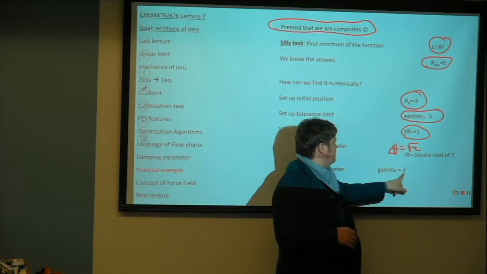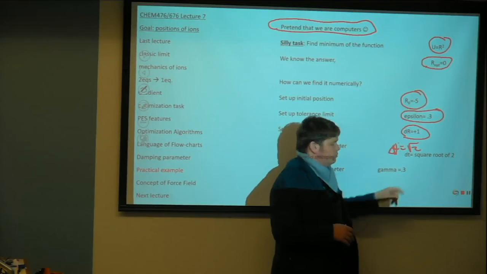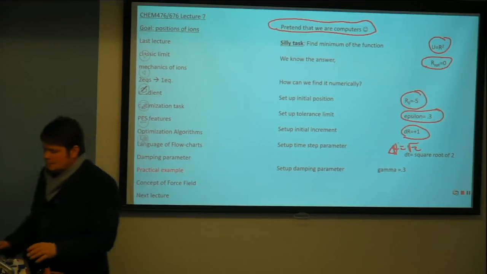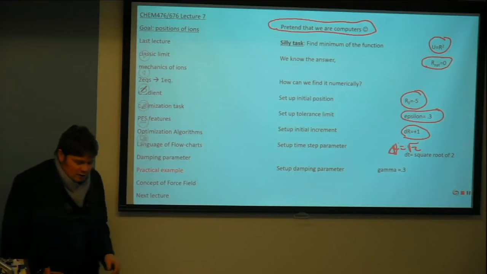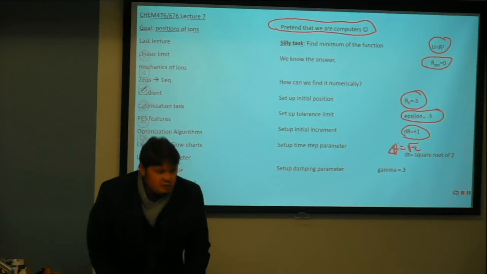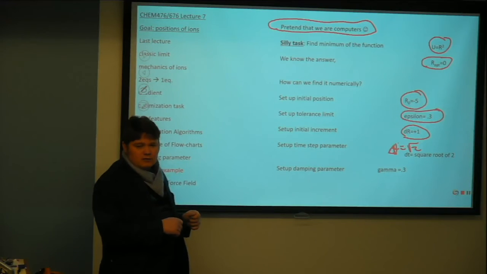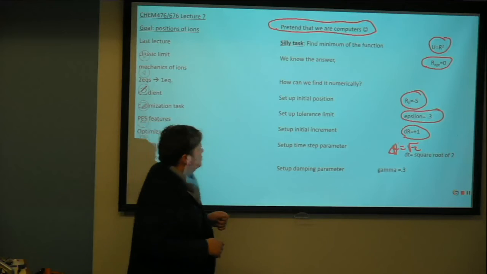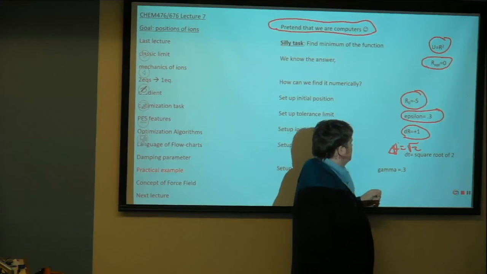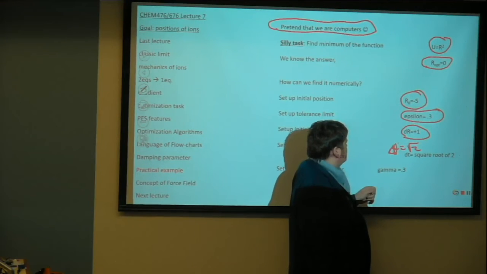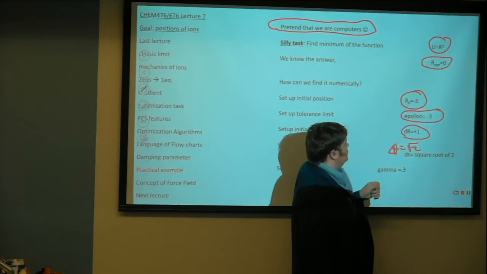And the damping parameter will be also 0.3. So you may want to write down these values on a corner of your forms. We are using U plus R squared. The equation. Yes, yes. U plus R squared.